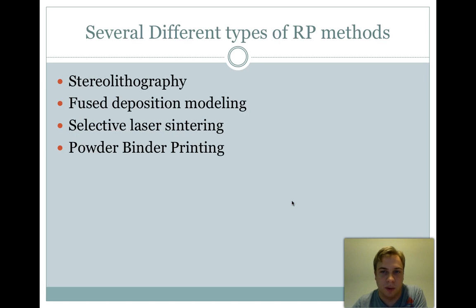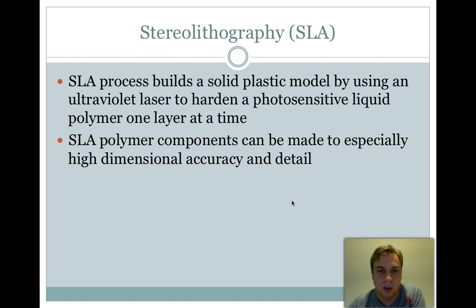Some different types of RP methods: stereolithography, fused deposition modeling, selective laser sintering, and powder binder printing. Stereolithography. The SLA process builds a solid plastic model by using an ultraviolet laser to harden a photosensitive liquid polymer one layer at a time. SLA polymer components can be made to especially high dimensional accuracy and detail.